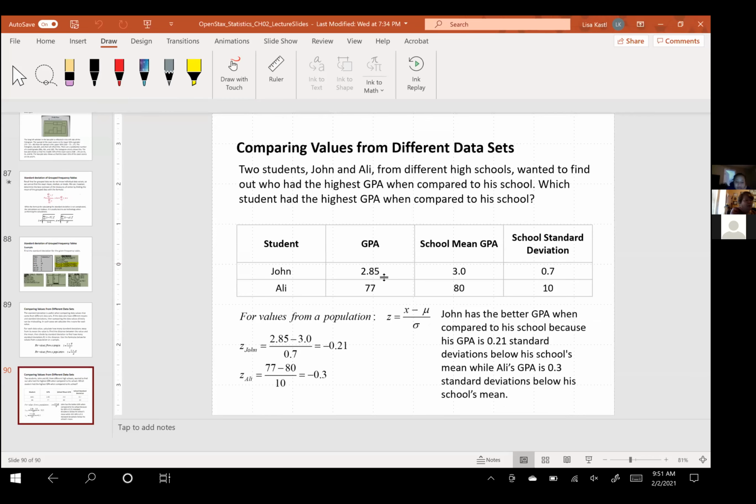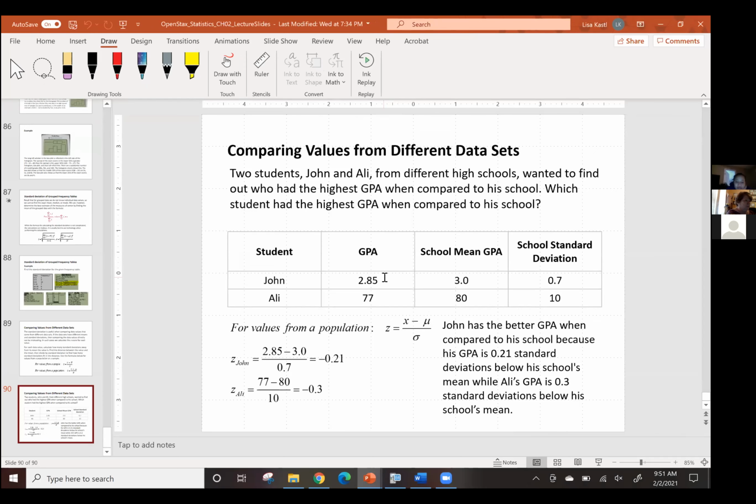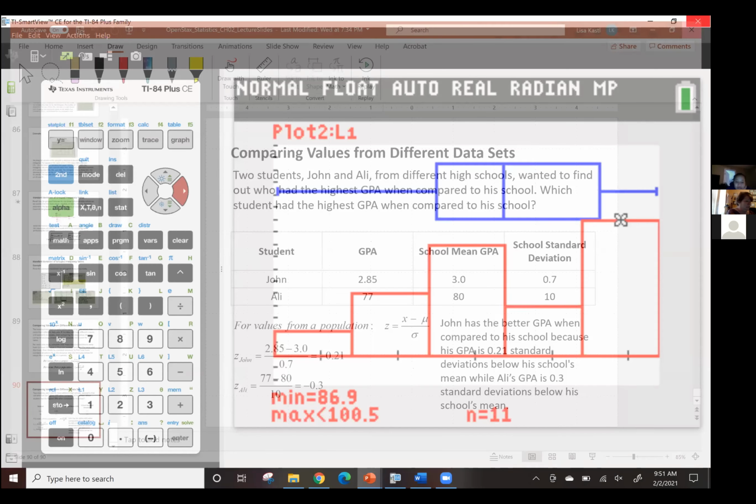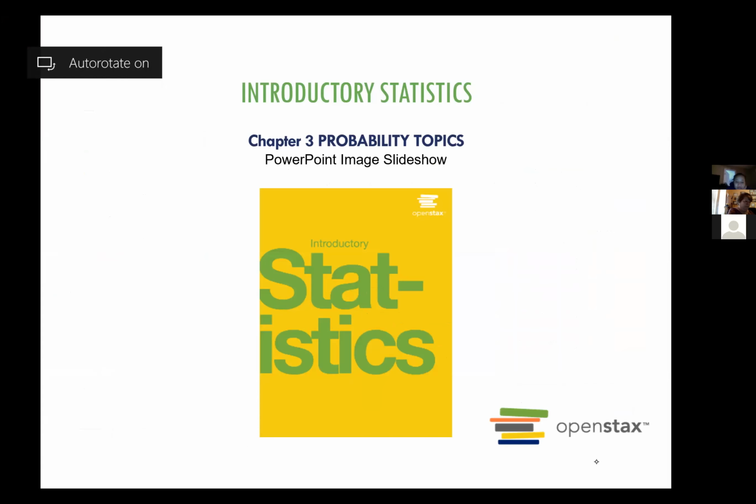Okay, we're going to start chapter 3 on probability. And just like most chapters in statistics, when we start a chapter, we spend quite a bit of time on definitions. So the first section or so of this is pretty wordy. We're going to start probability.